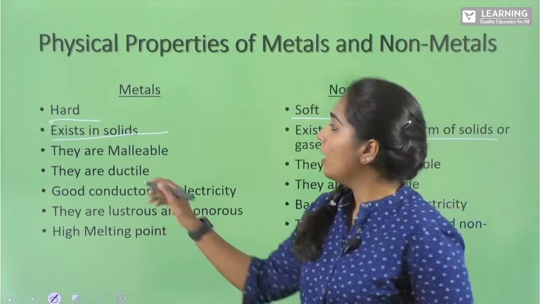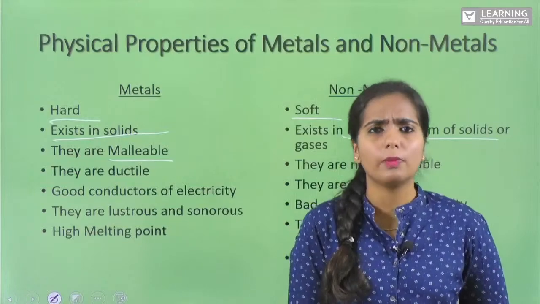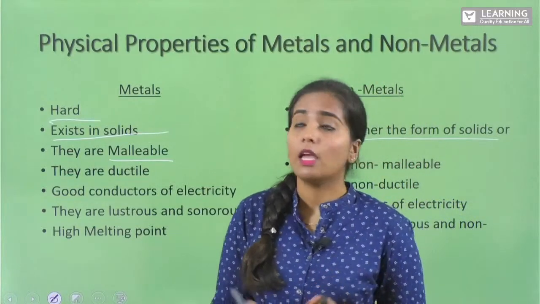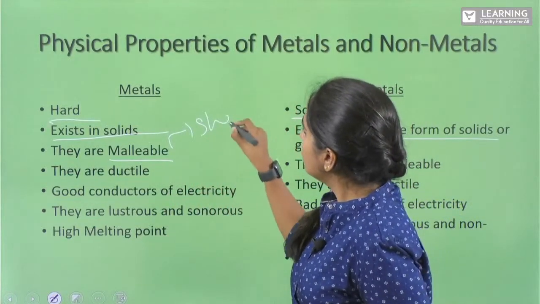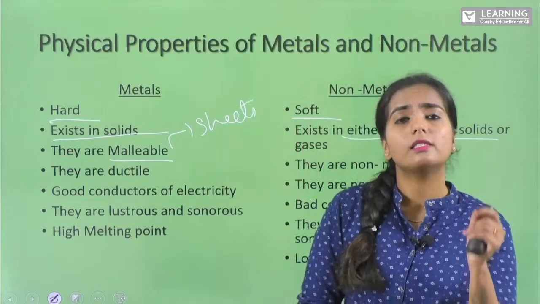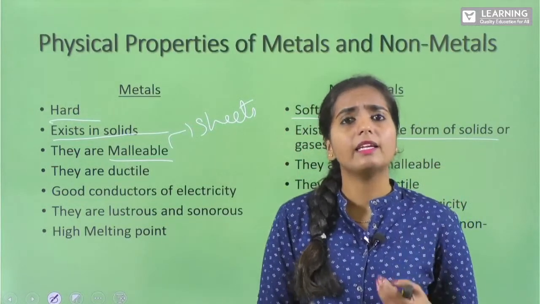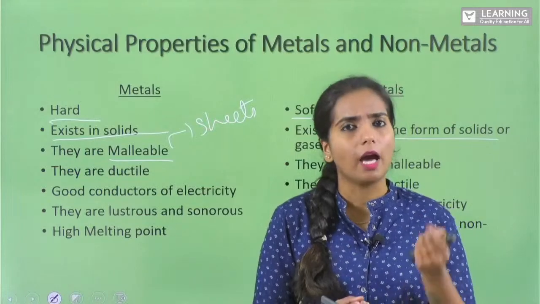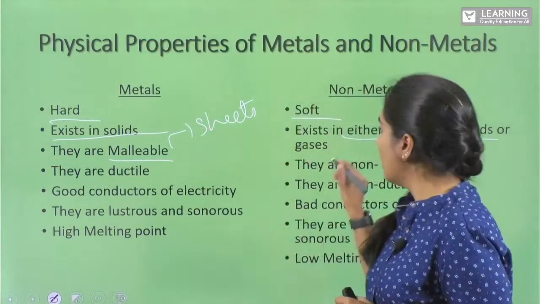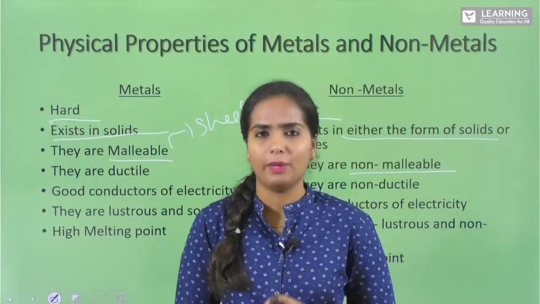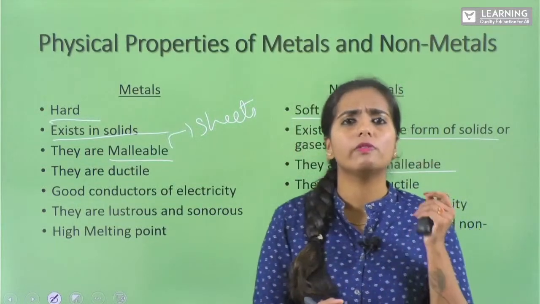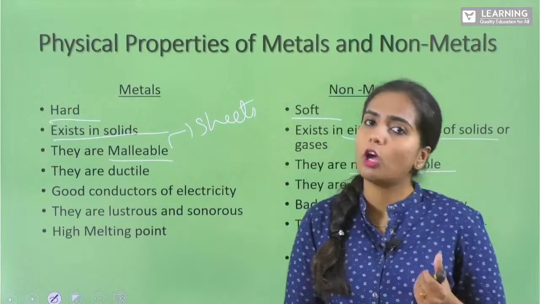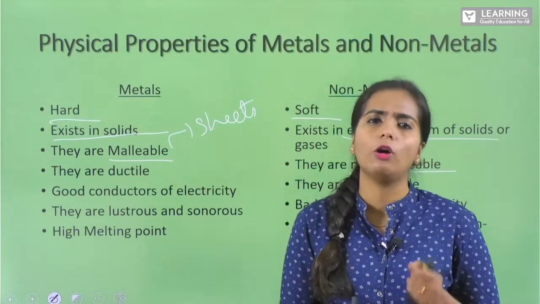Then metals are malleable. What comes to your mind when you remember the word malleable? Yes, malleable is nothing but sheets. The metals we are taking can be made into the form of sheets. That is possible in metals, but when it comes to non-metals, it is not possible. So they are non-malleable. Malleable means the metals can be converted into the form of sheets, but non-metals cannot be made into sheets.